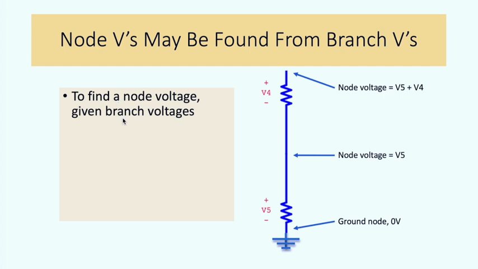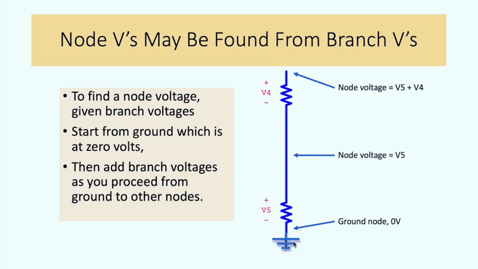To find a node voltage, we can do so using branch voltages. Start from ground, which is at 0 volts, then add branch voltages as you proceed along a path away from ground. So we start here assuming that this is at 0 volts. We have this branch voltage V5 across this first element. Therefore, the node voltage right here would be the same as V5. Moving up along the path, the node voltage up here at the top would be equal to the sum of the two branch voltages, V5 plus V4.